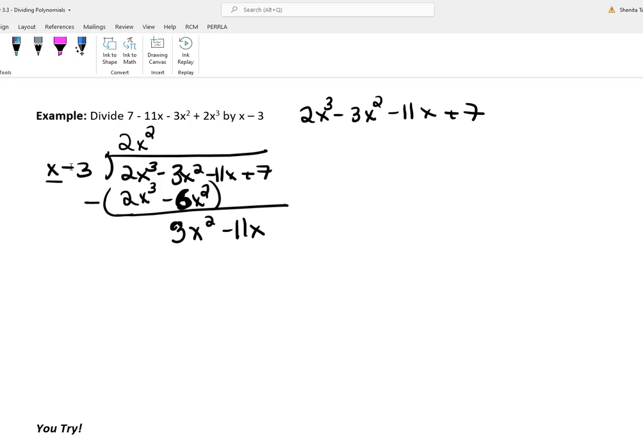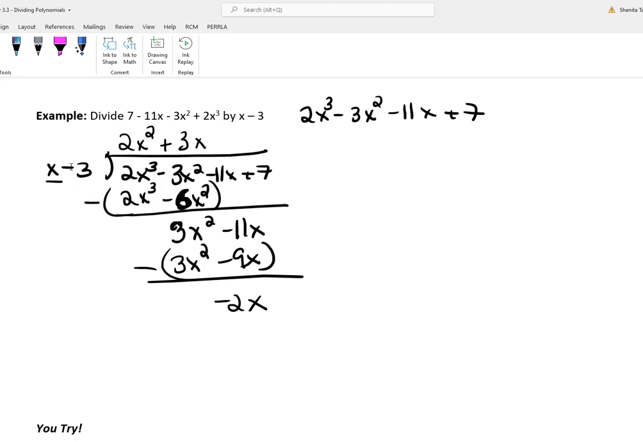All right, so now you ask yourself, how many times does x go into 3x squared? It should be 3x times. So 3x times x is 3x squared. And then 3x times negative 3 is a negative 9x. Subtract it off. You get 3x squared minus 3x squared is 0. And then negative 11x minus a negative 9x should give you a negative 2x.